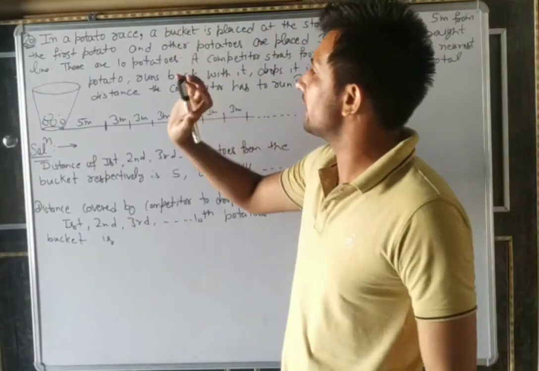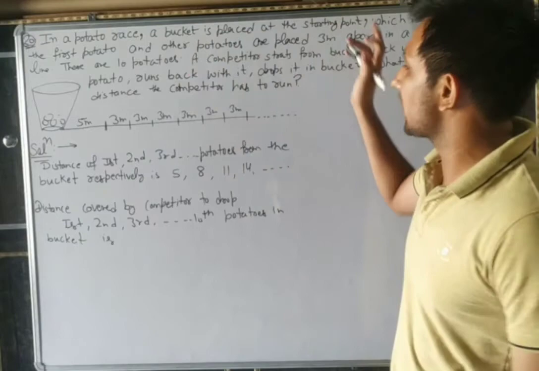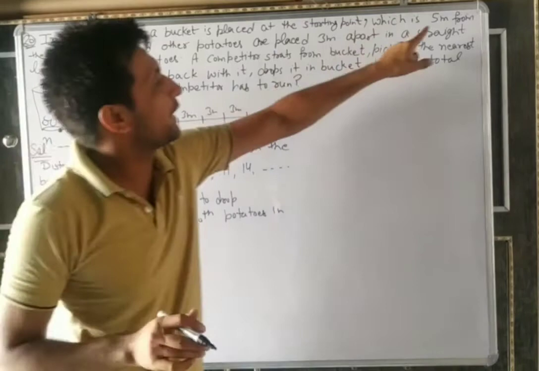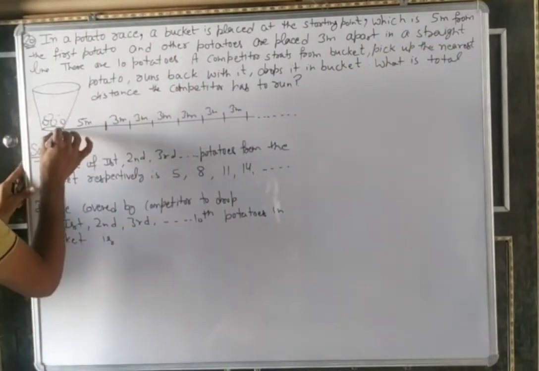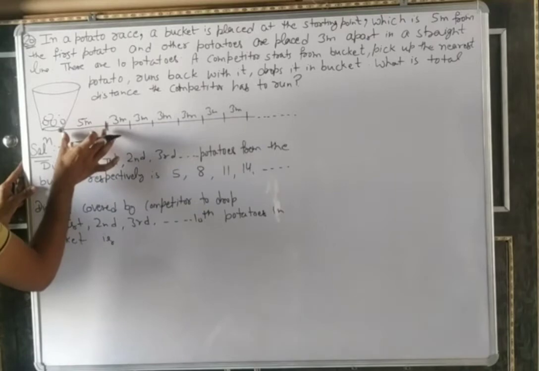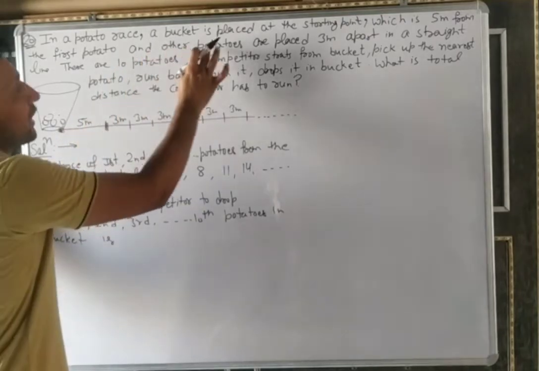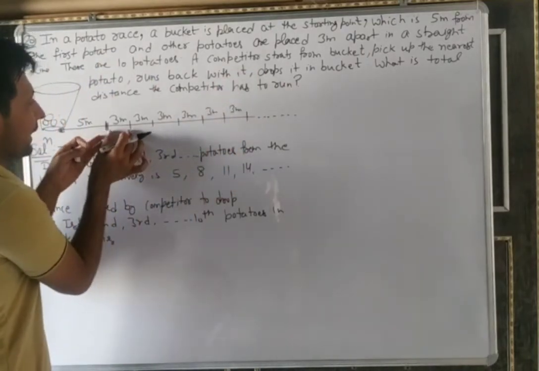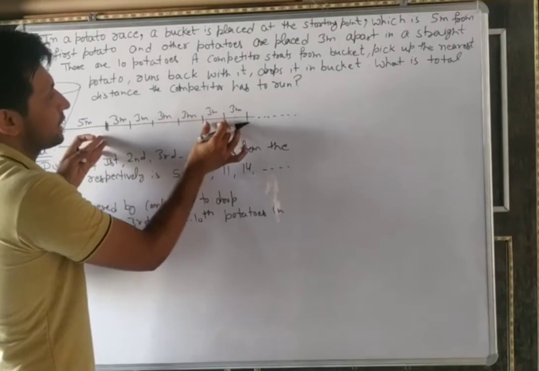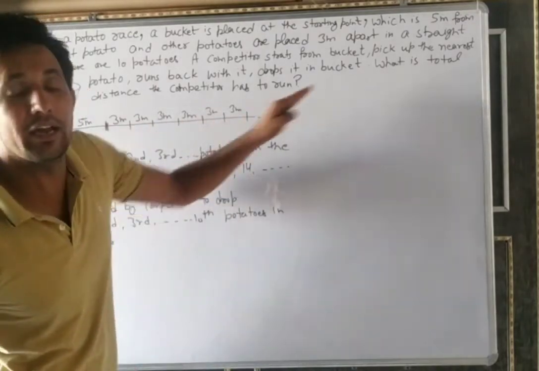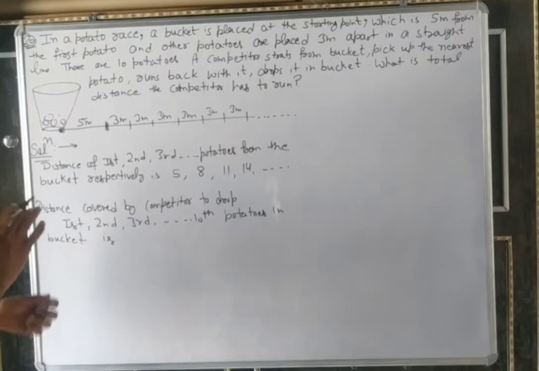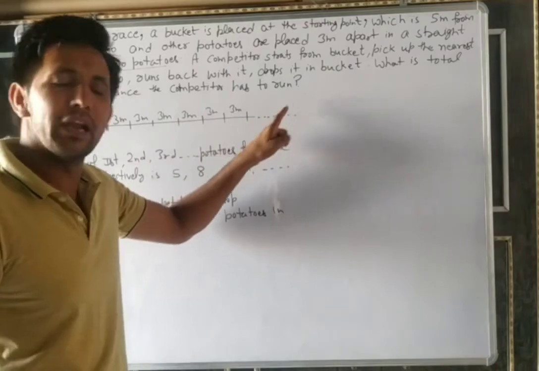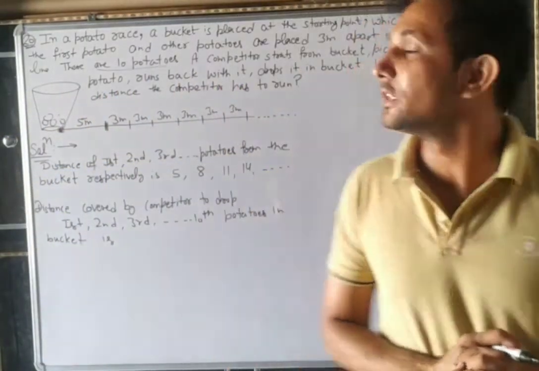In a potato race, a bucket is placed at the starting point. Suppose the bucket is there, which is 5 meters from the first potato. The distance between the bucket and the first potato is 5 meters, and all the other potatoes are 3 meters apart in a straight line. In total there are 10 potatoes: 1, 2, 3, 4, 5, 6, 7, 8, 9, 10.